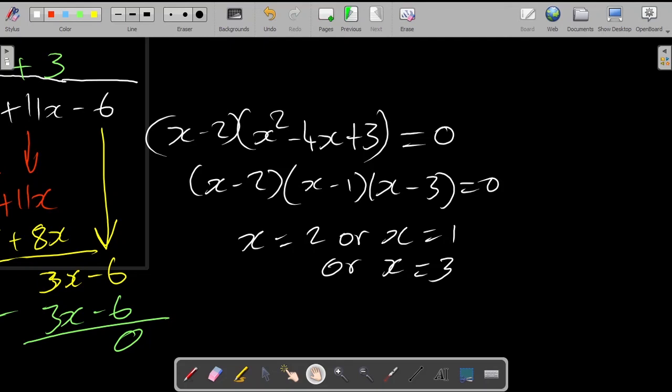That is the reasoning behind your remainder and factor theorem. They're linked, and you just have to understand the remainder theorem and how you use it given factors and how you use it given linear polynomials and whatnot.